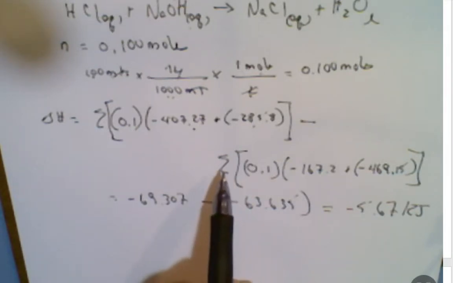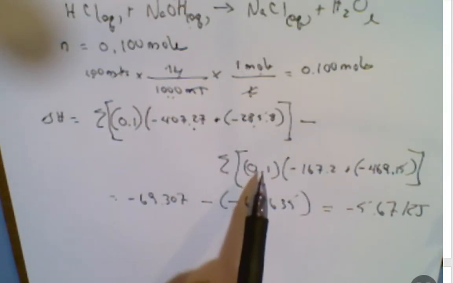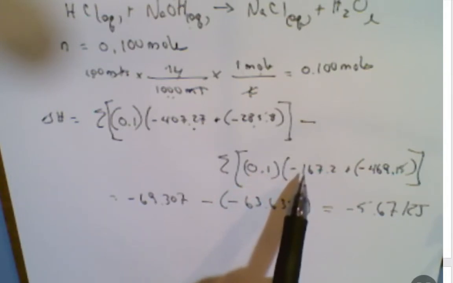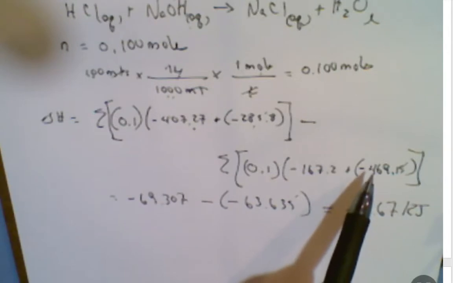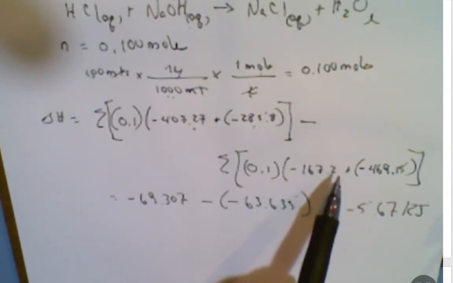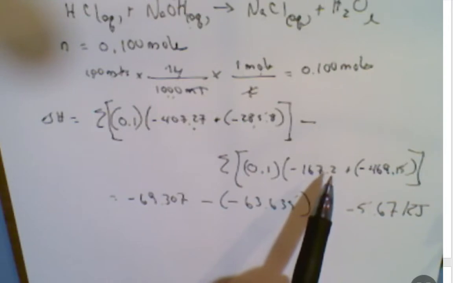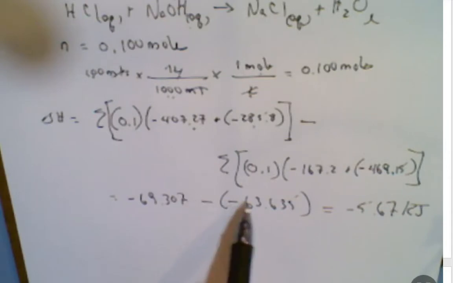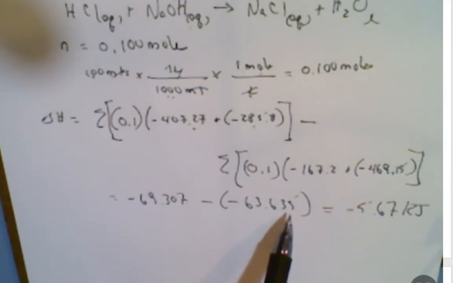And now here, this is the sum of the number of moles of my reactants. And so I'm going to look for my hydrochloric acid and my value for sodium hydroxide and plug them in here. And once again, we take those right off of our chart. So our hydrochloric acid is negative 167.2, and our sodium hydroxide is negative 496.15. Plug those numbers into our equation, and what we end up with is negative 63.635.